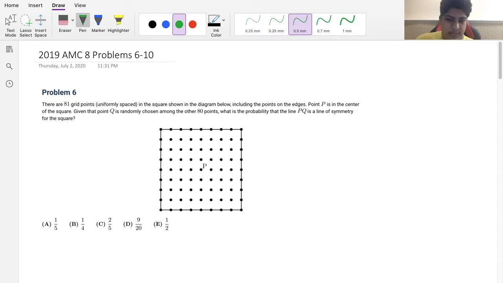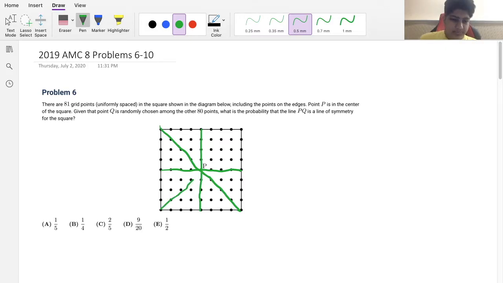Well, let's first draw the lines of symmetry. So we have this line of symmetry, the vertical one. We have the horizontal line of symmetry. We have the top left to bottom right diagonal symmetry. And we have the bottom left to top right diagonal symmetry.